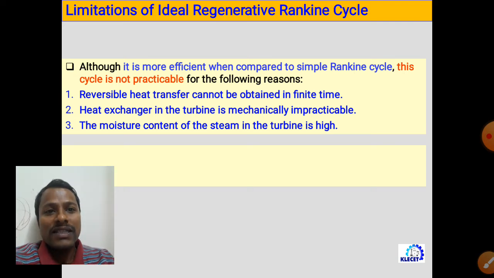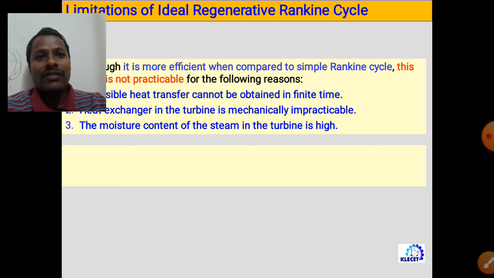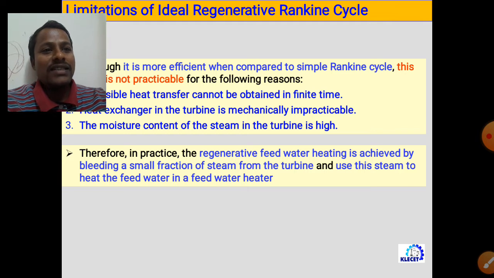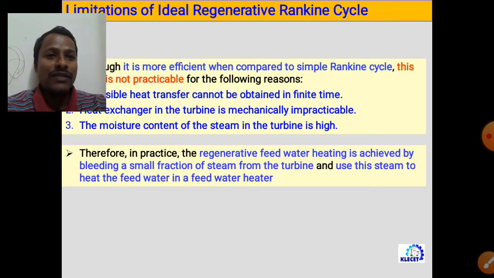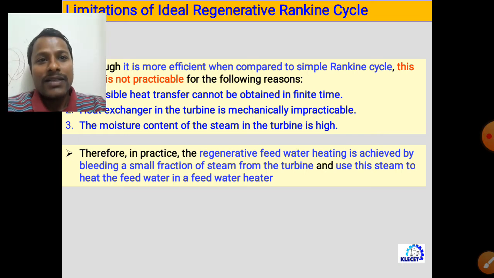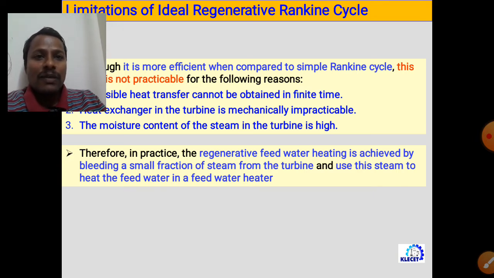So to overcome all these difficulties, we use the regenerative technique of improving the thermal efficiency, that is regenerative feed water heating is achieved. So how do we achieve this regenerative feed water heating? A small quantity of steam is bled out of the steam turbine casing, and then the steam is mixed with the condensate which comes out of the pump in the Rankine cycle, so that there is a heat exchange between the steam as well as the condensate.